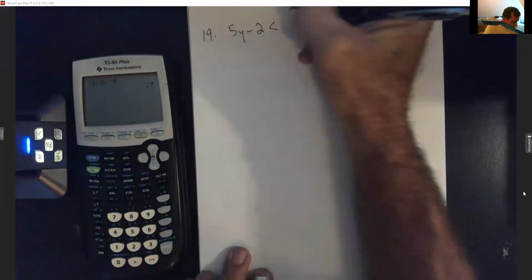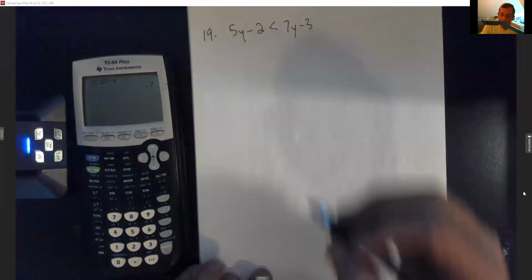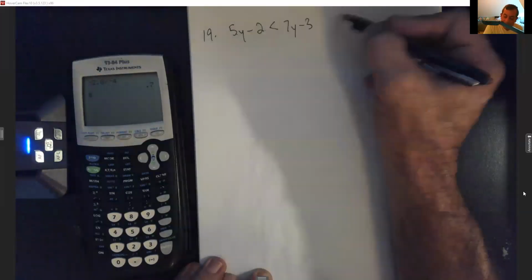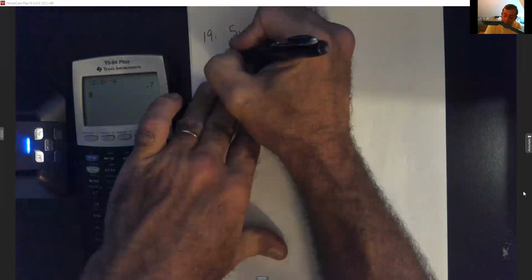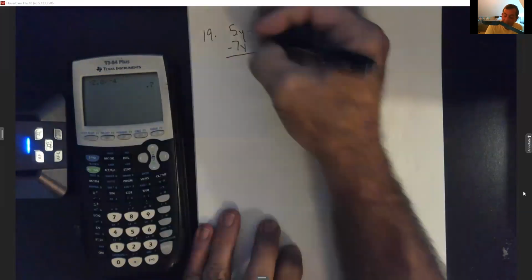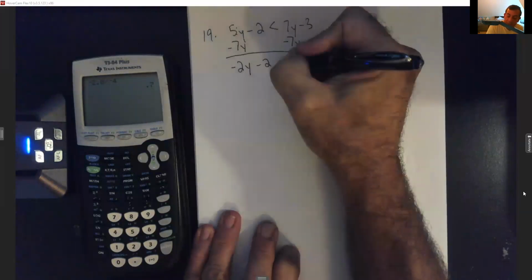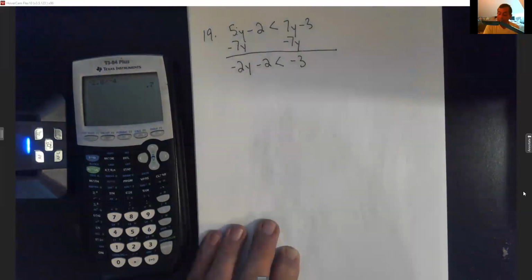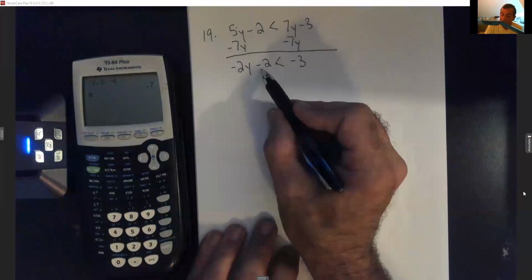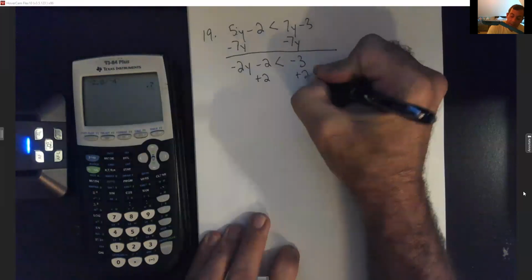5y minus 2 is less than 7y minus 3. So I want all my y's on this side, numbers on that side. So I'm going to start out by moving the y's by subtracting 7y from both sides. So 5 minus 7 is a negative 2y, minus my 2 is less than that negative 3 because the y's canceled. Now we can get the negative 2y by itself by taking care of the number. Since that 2 subtracted, I would add 2 at this point and see what I get.